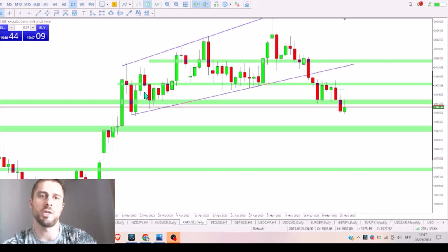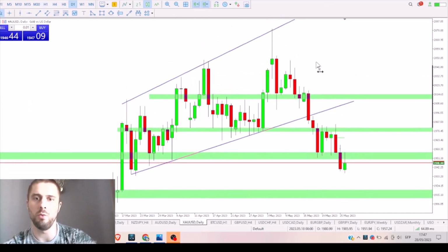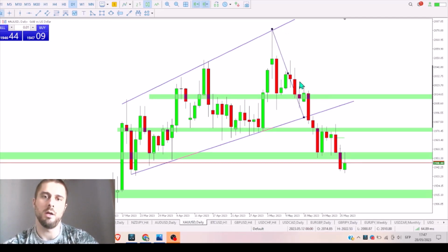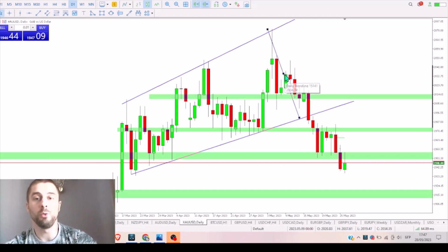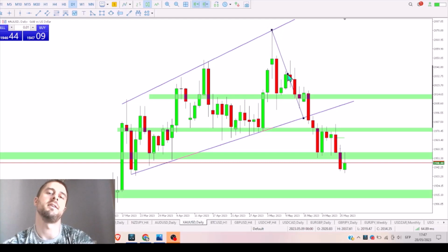So if we go back to the daily, you can see that that actually happens after a very interesting expansion wedge pattern, which is marked with these trend lines here. So what we expect after such a pattern: a bearish move all the way down to nearly the size of the whole pattern.